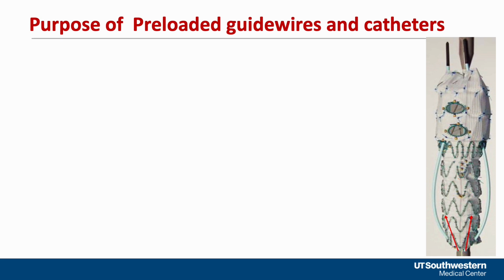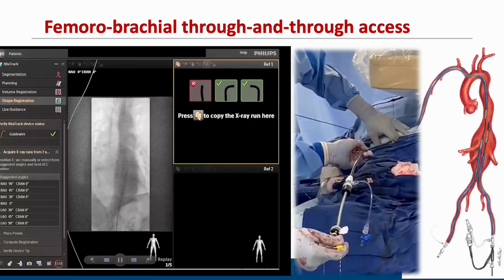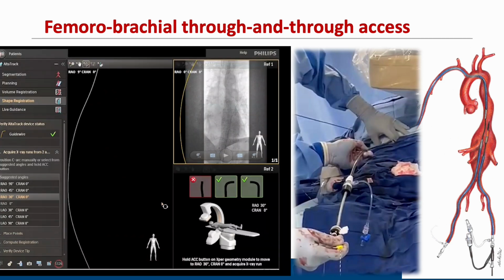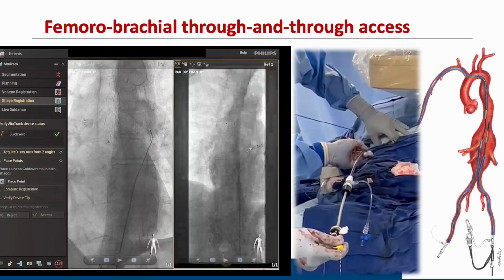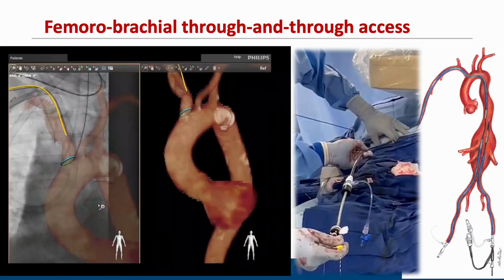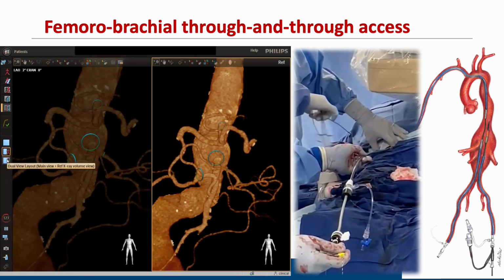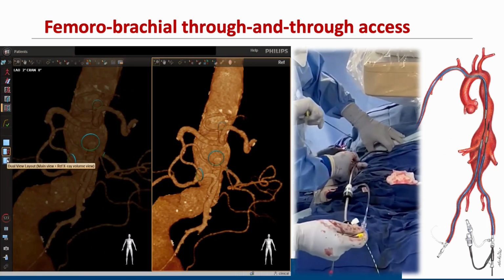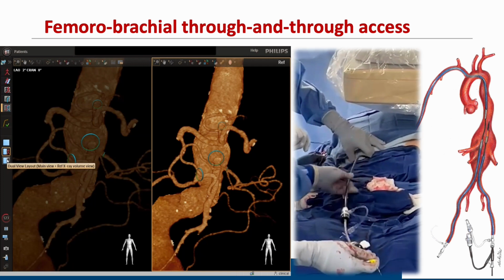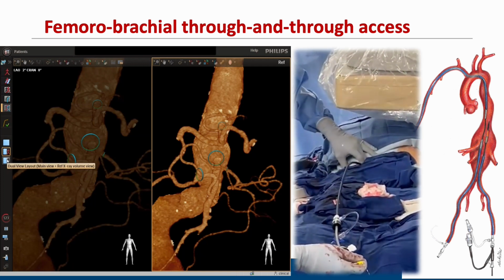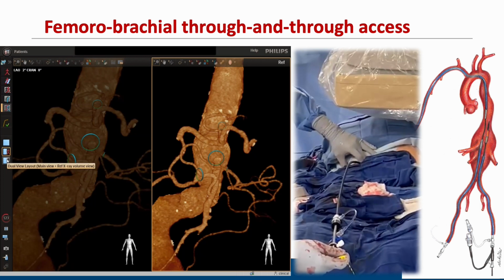So what is the purpose of the preloaded guide wires? Normally, this requires a femoral-brachial through-and-through access, as shown in this case with the use of fiber optic ReShape. This allows us to stabilize the endograft and advance it into the aorta.